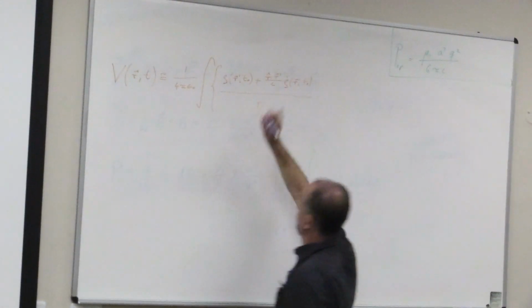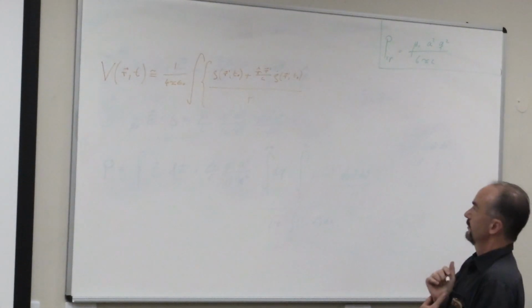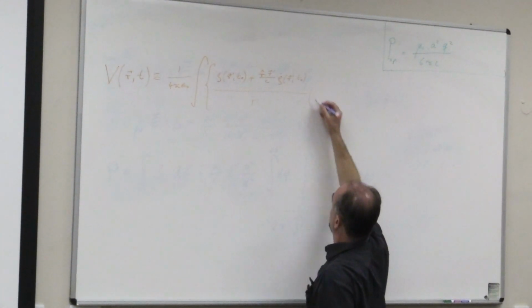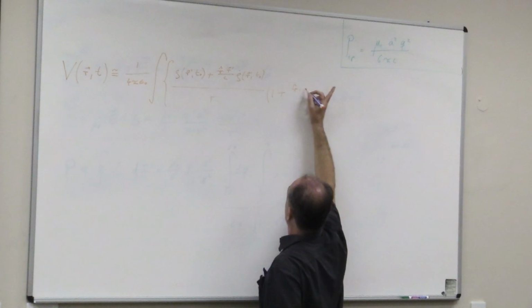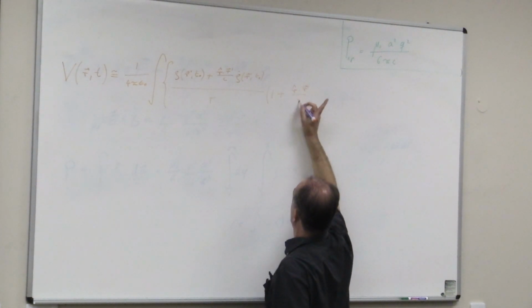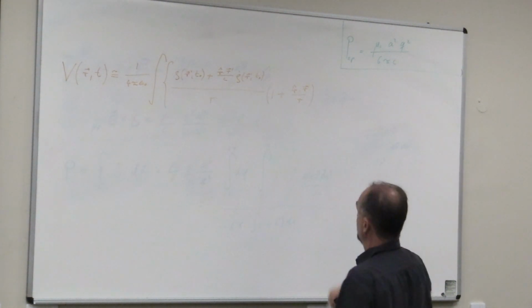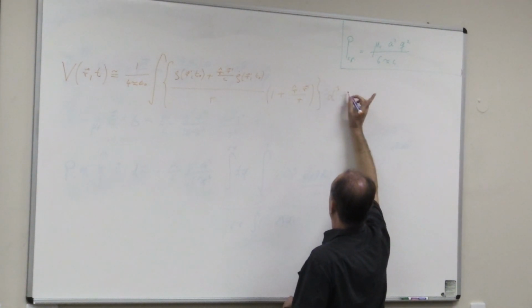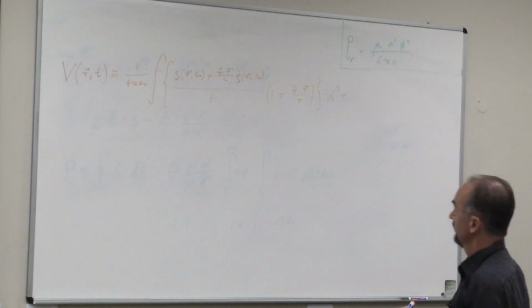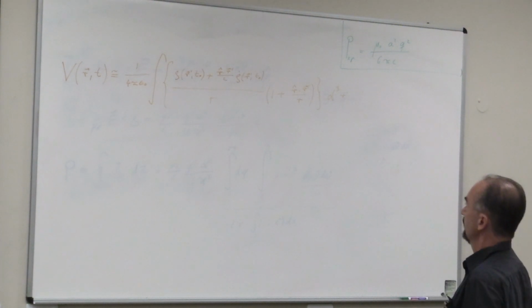Over, and then we use the 1 over r right here. So 1 over the distance to the center of the source, times 1 plus r unit vector dot r prime over r. Right, and that whole thing we integrate over r prime.